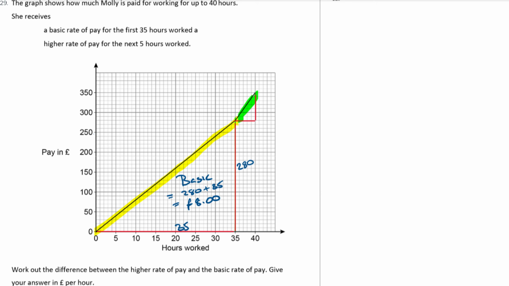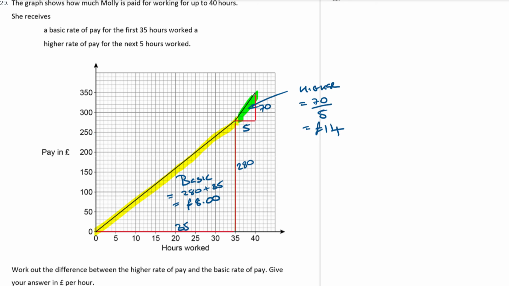Okay. Now the higher rate, we're going to work out the same thing. We're going to work out the gradient of this little triangle up here. So this goes from 350 down to 280. So that spans 70 in that direction and 5 hours in that direction. So then the higher rate is going to be, well, what's it going to be? It's going to be £70 divided by 5 hours, which should be £14.